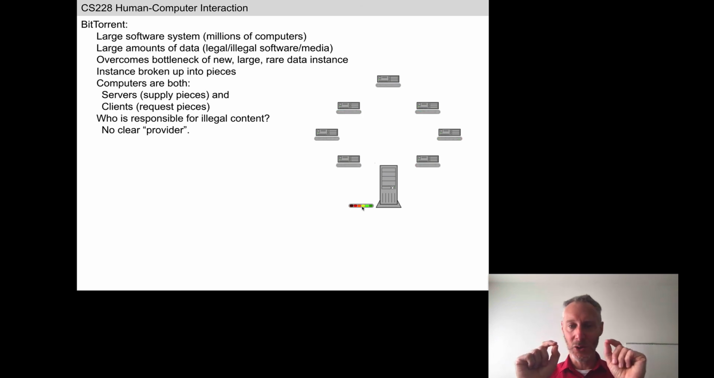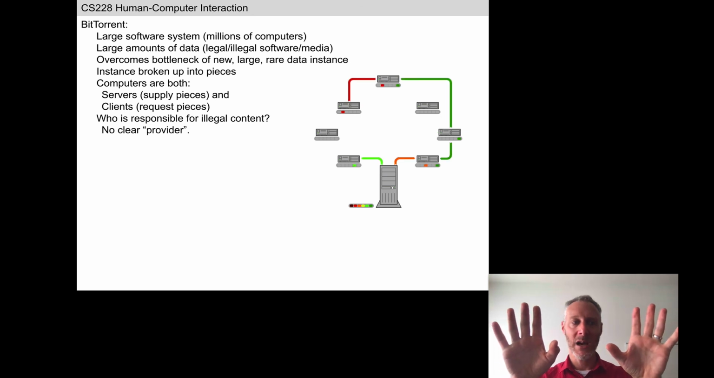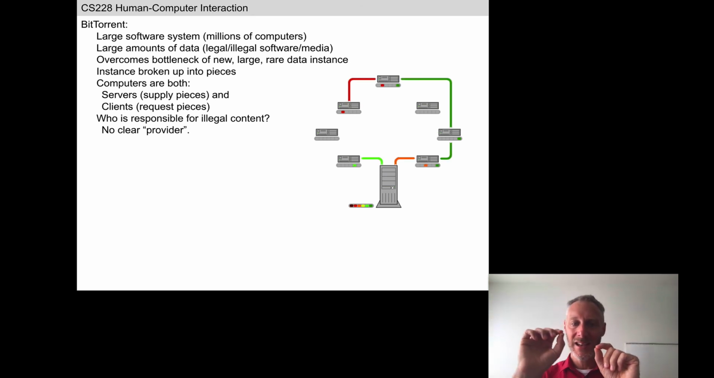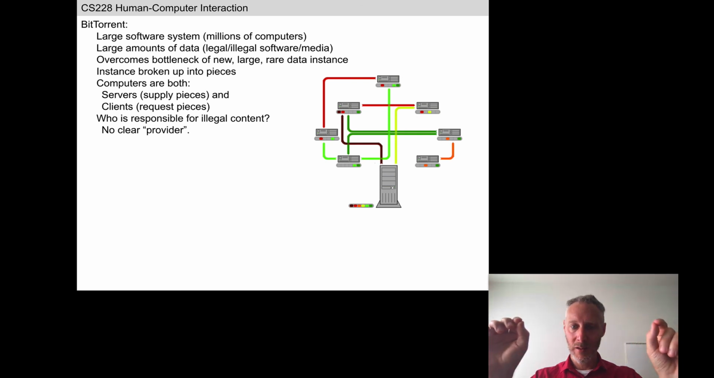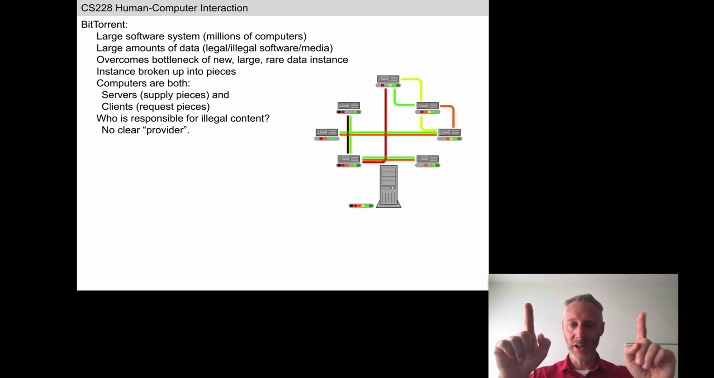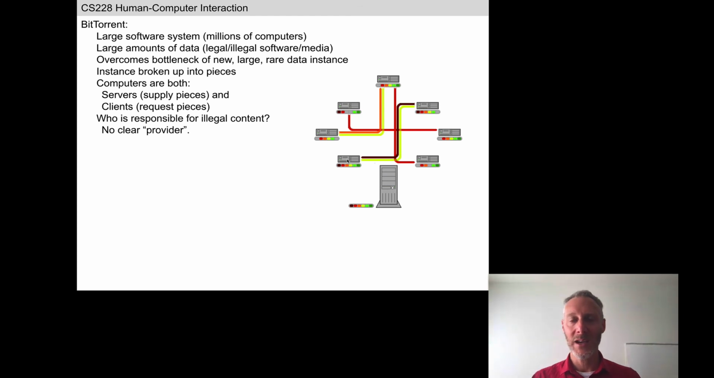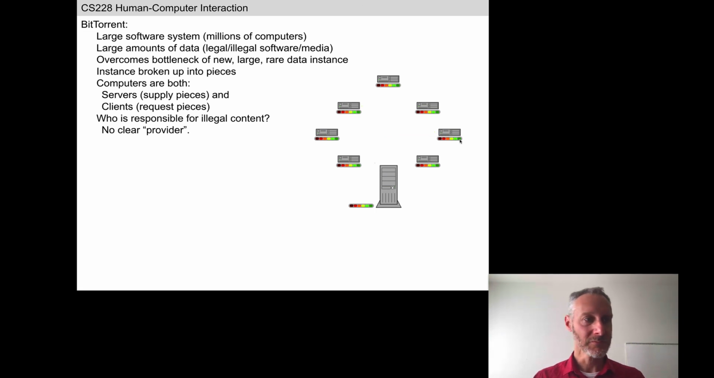And the initial provider, the initial server, who is connected to N-1 clients, sends different parts of this large data set to different clients. And then those clients in turn become servers. This particular client becomes where you get the red part of the video. This client becomes the place where you get the green part of the video, and so on.